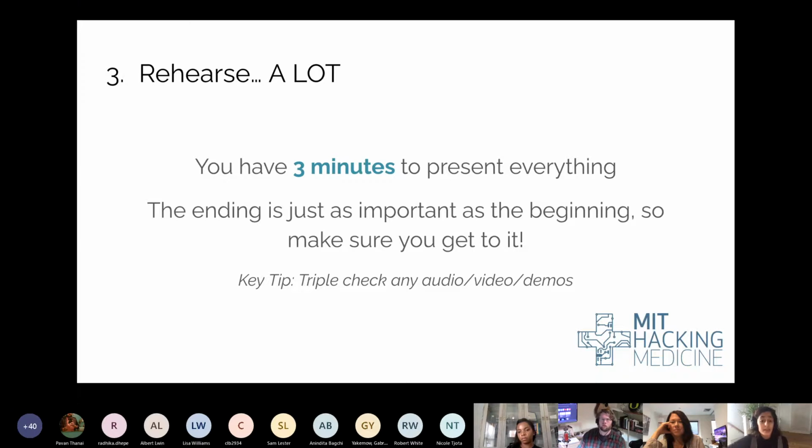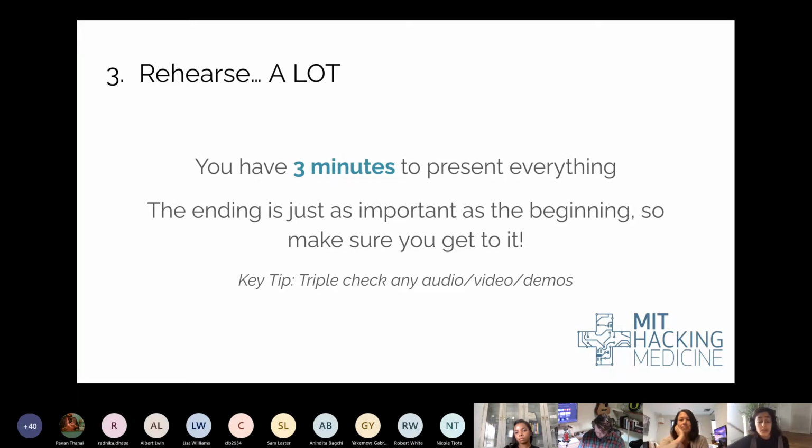And make sure also that you triple check any audio or video or demos that you have embedded within your slides, because especially in this virtual environment, there may be technical issues that come up. So really make sure that you understand how much time it's going to take to start any of these audios and videos or any transitions that you put in.